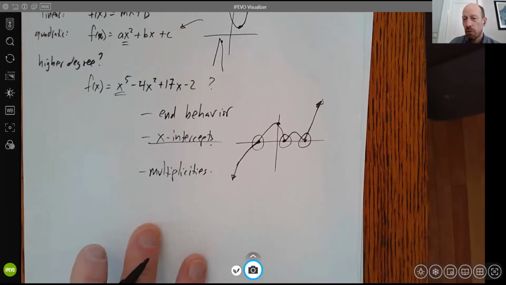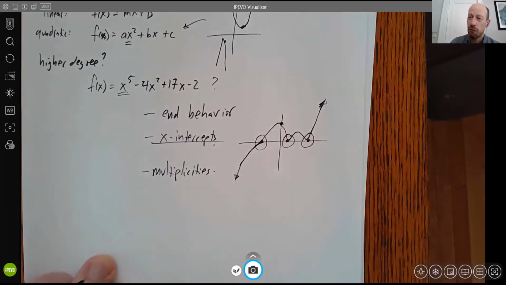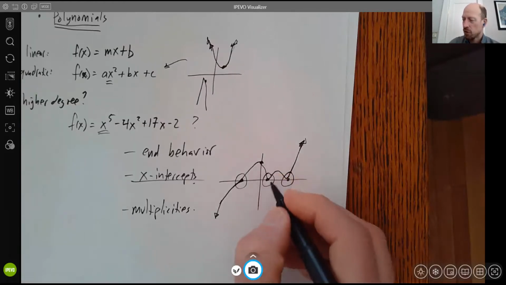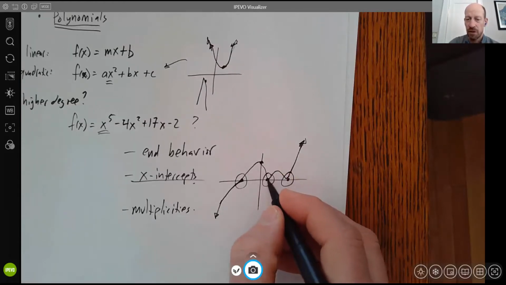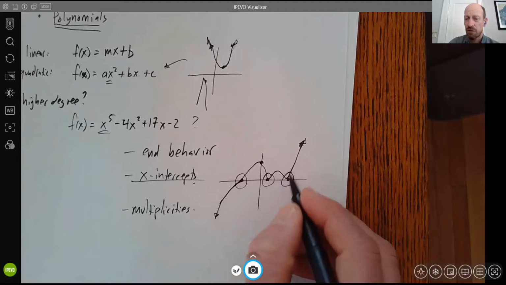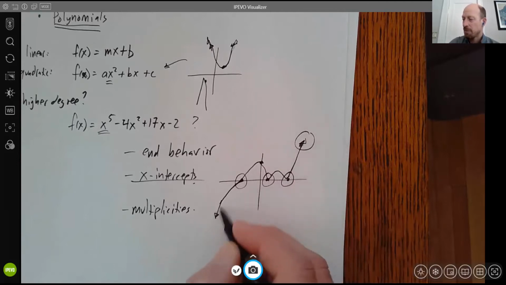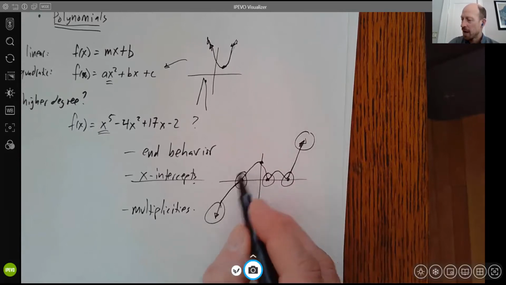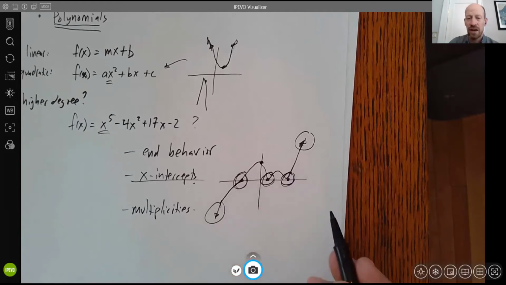So we won't be able to know for sure what certain parts of the graph look like, but there are certain areas that we want to focus on. What's happening on the ends, what's happening right around each of these x-intercepts that are going to give us a very good sense of what the graph looks like.